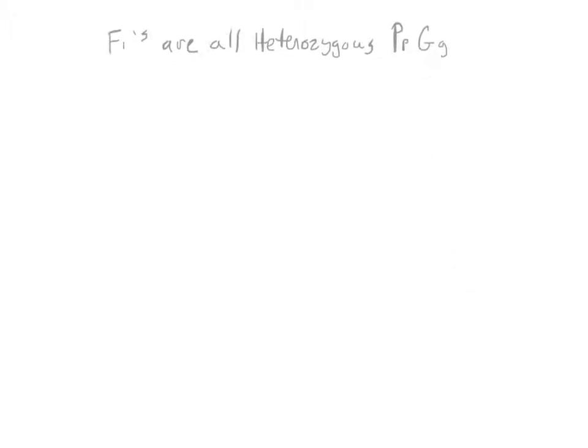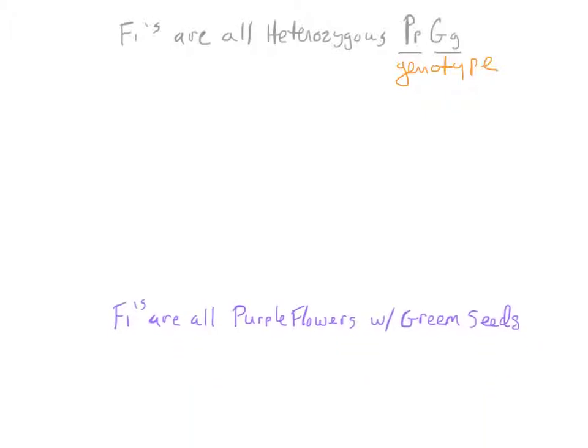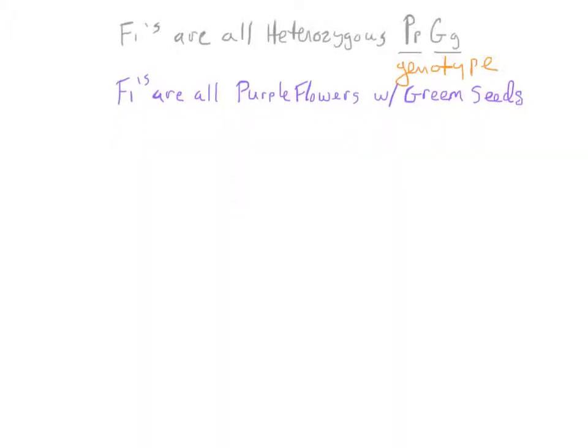So from that initial cross, we learned that all the F1s are heterozygous: big P, little p, big G, little g. Remember, this is the genetic code, or what we call the genotype. And so what do they look like? All the F1s are purple flowers with green seeds. And of course, that is their phenotype.